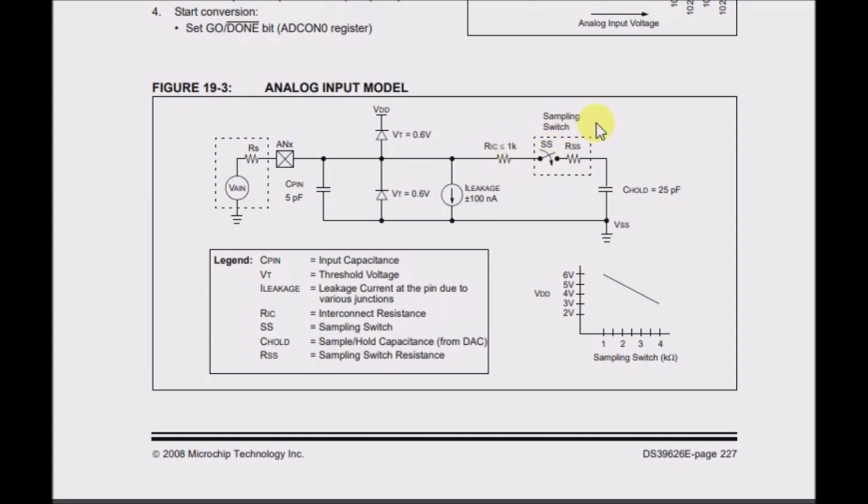Sampling switch. SS is the sample switch. RSS is sampling switch resistance. CHOLD equals 25 picofarad. Sample hold capacitance from DAC. VSS is VSS or ground. VDD 2 volts to 6 volts. Sampling switch, kiloohms. So 1 kiloohm, 2 kiloohm, 3 kiloohm.